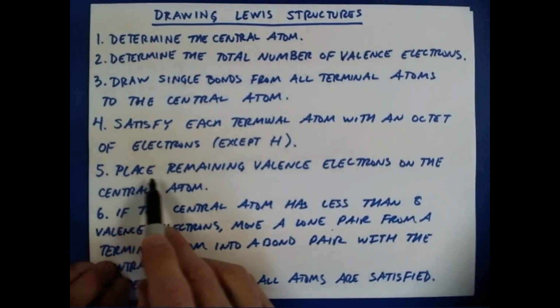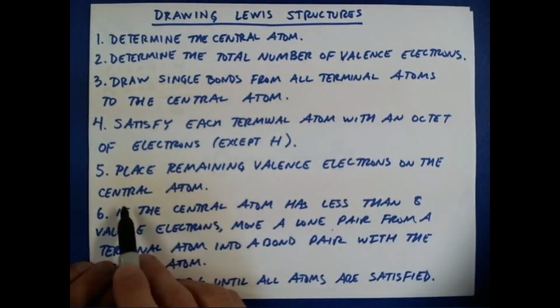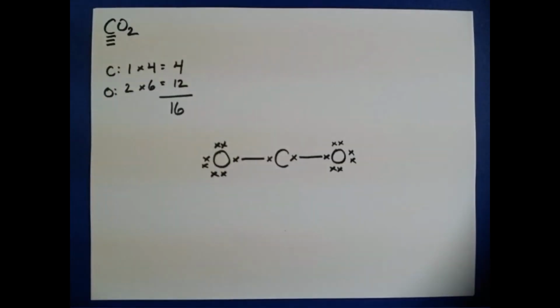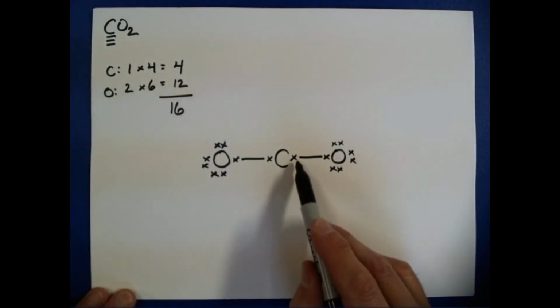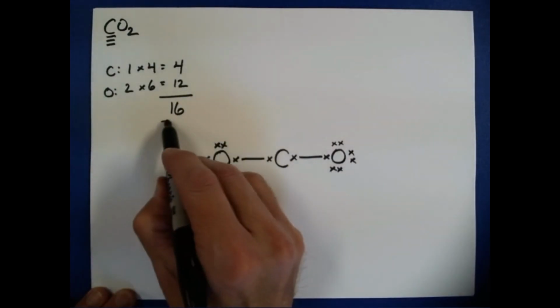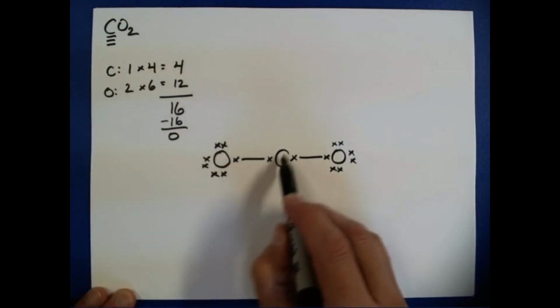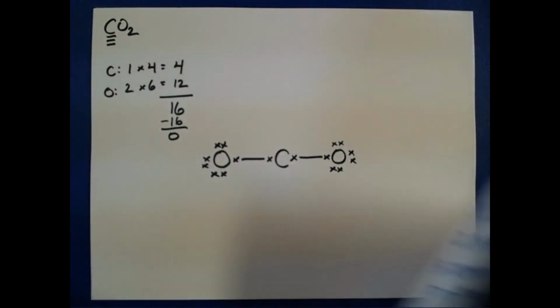Now we will replace any remaining valence electrons on the central atom. Let's find out how many we've used. Well, 8 for each oxygen, right? So let's see, 8 and 8, that's 16. We've used them all up, so nothing goes on the central atom.